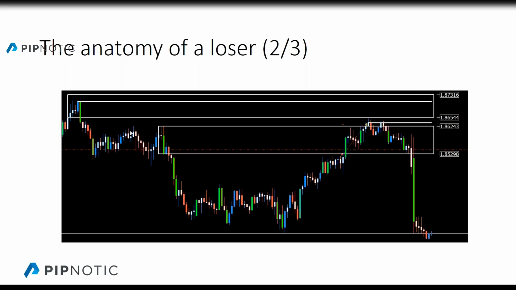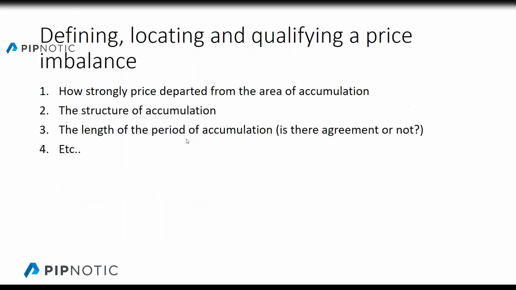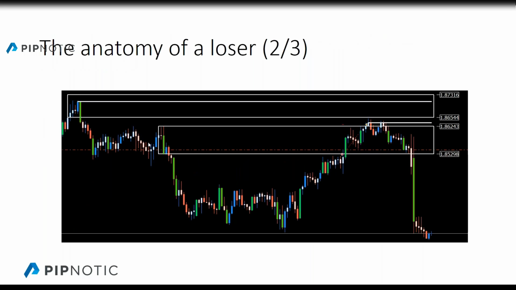Okay, then we have another one here where we have this area of supply that's established, price leaves, we accumulate for a long period of time. So if we go back up to here, the length of period of accumulation, is there agreement or not? Is there agreement here? There really is. There's a lot of agreement, and we don't like that. We want to make sure there's a disagreement in supply and demand. So this is not a good area to sell.